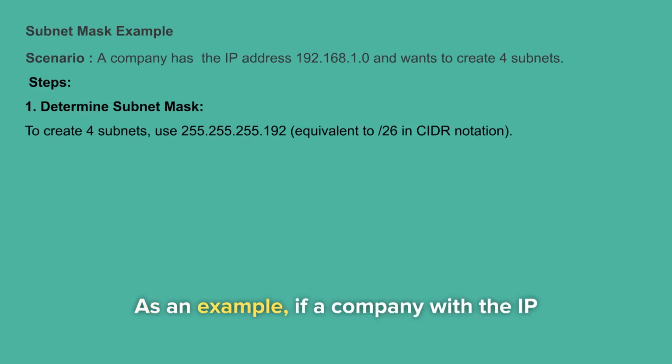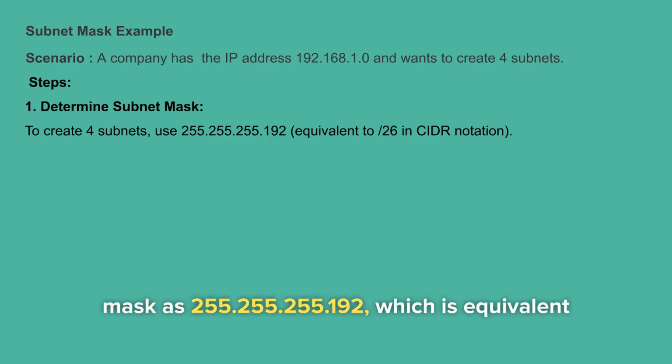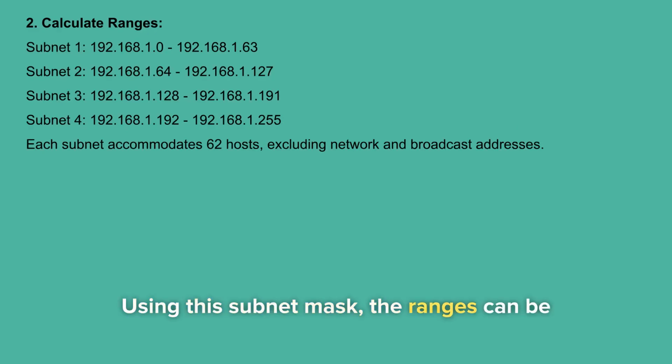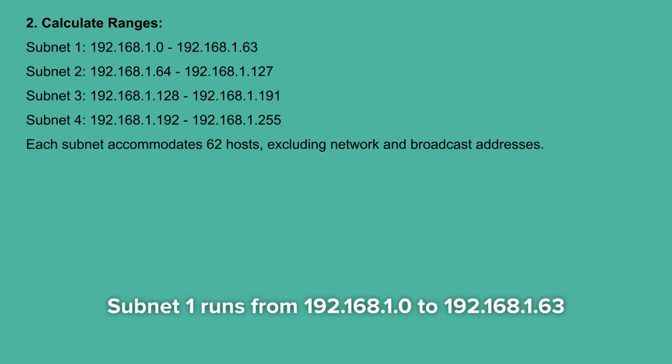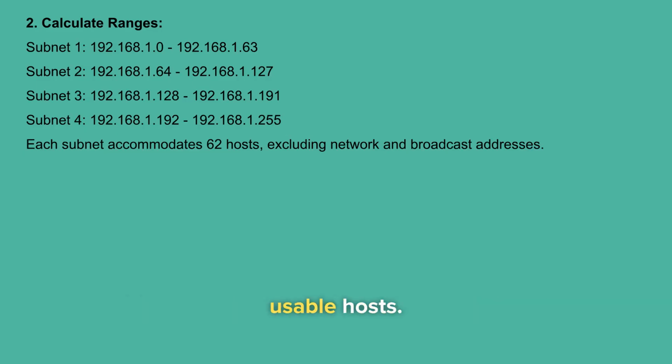mask. As an example, if a company with the IP address 192.168.1.0 wants to create 4 subnets, they would determine the subnet mask as 255.255.255.192, which is equivalent to 26 in CIDR notation. Using this subnet mask, the ranges can be calculated. Subnet 1 runs from 192.168.1.0 to 192.168.1.63, and so on. Each of these subnets accommodates 62 usable hosts.